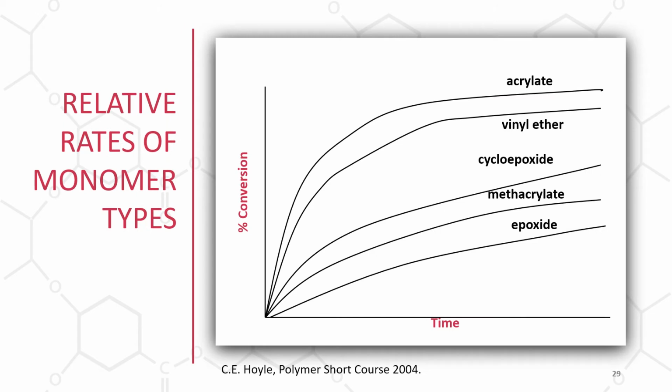I like to compare the relative rates of reaction and conversion of the different monomer types you may be familiar with in UV curing coatings and inks and adhesives. Here on the y-axis, we have percent conversion, and of course on the x, time. We see that the highest conversion and fastest reacting is acrylate systems, so free radical acrylate systems. Vinyl ethers are actually quite close to those in both conversion and reactivity, and that's followed by cycloepoxides, then methacrylates in free radical, and finally simple non-cycloaliphatic epoxides.